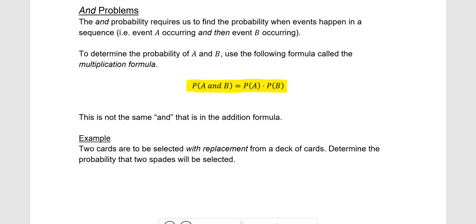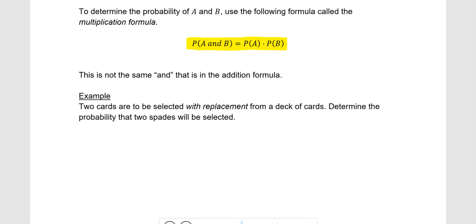In the addition formula, the probability of A and B is those events occurring simultaneously. This time it's one after another. So this AND can be thought of as and then. So it's in a sequence. Okay, so let's do some examples.